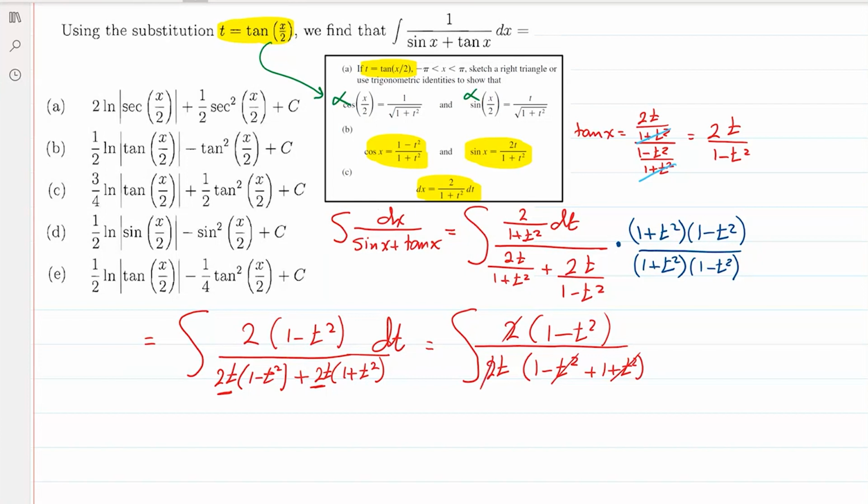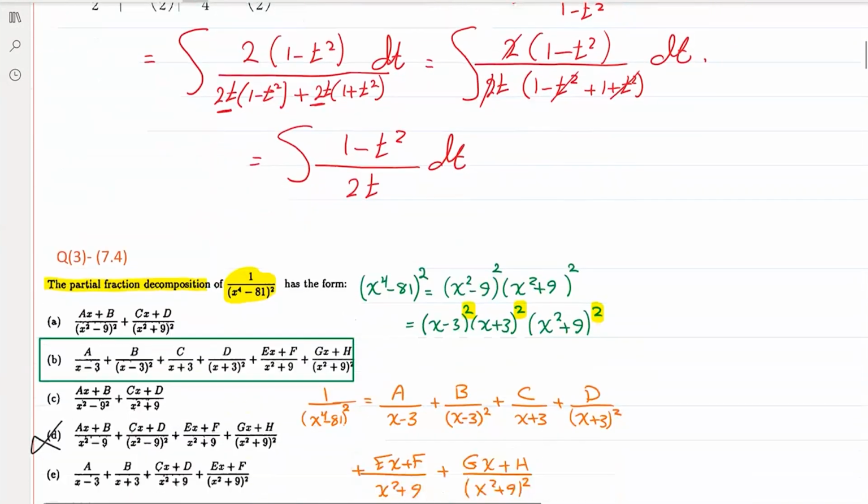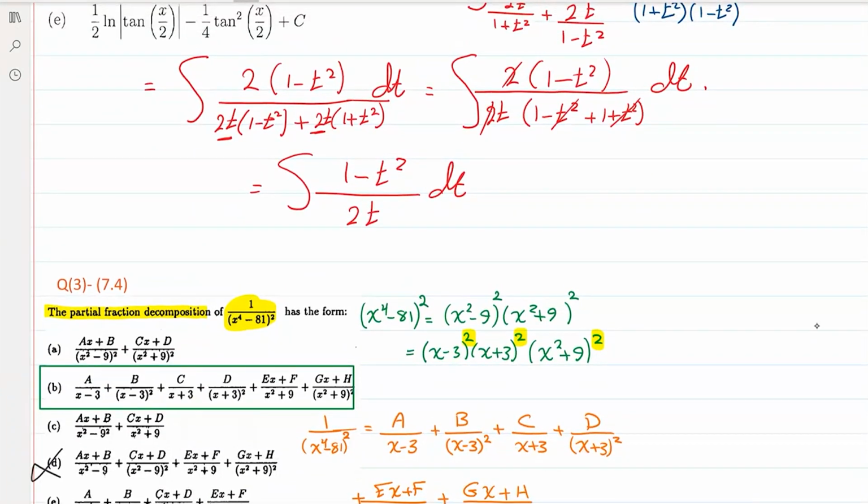This one simplifies with that one. 2 with 2 simplified. So we will have the integral of 1 minus t square over what? Over 2t, right? Yes. dt. So the question becomes like this one. In this case, it's a simple case, so I don't need the partial fraction. But to simplify it, you need what? To divide it as long division.